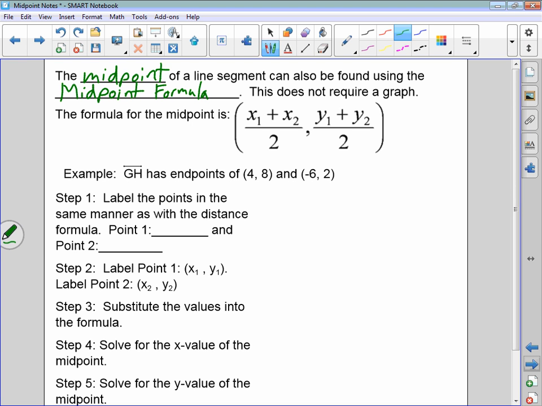So we get point 1. I'm going to put a box around point 1, which is going to be in blue. Point 1 gets my x1, my y1. But for now, point 1 is 4, 8. And point 2 would be the second point.